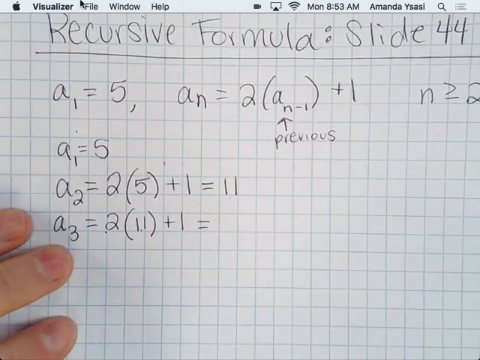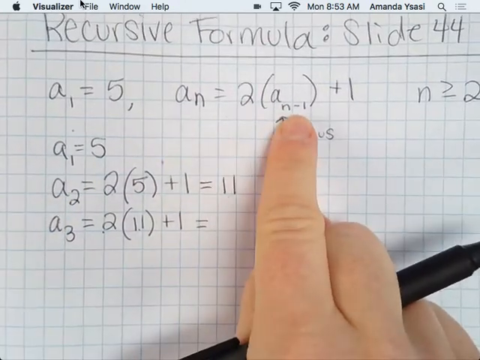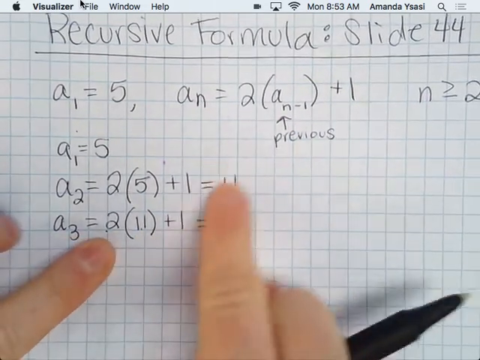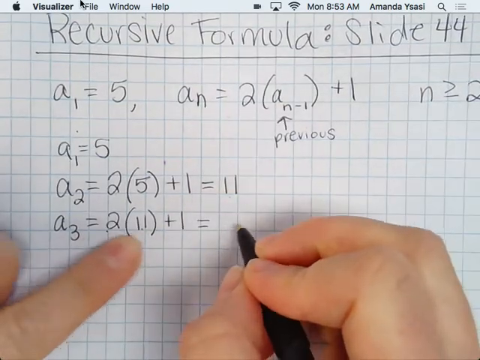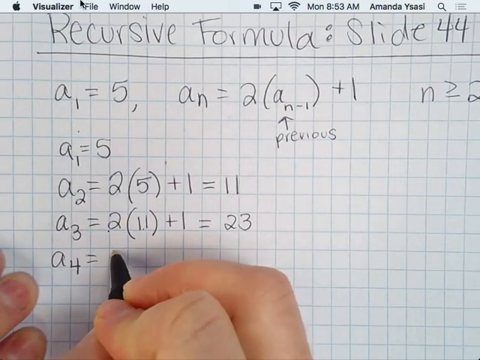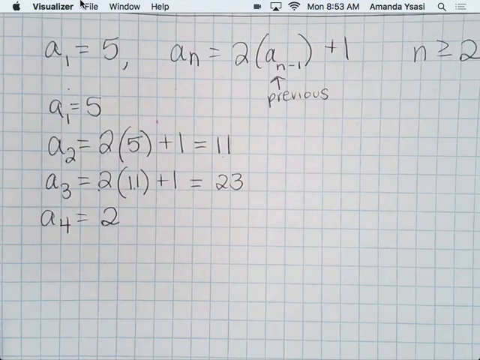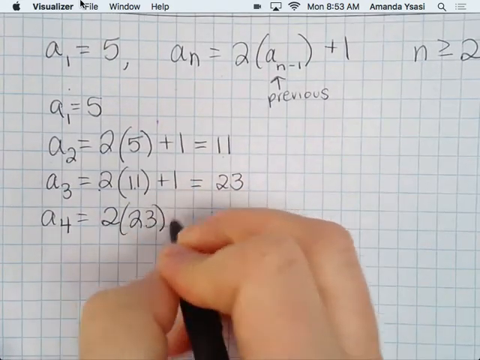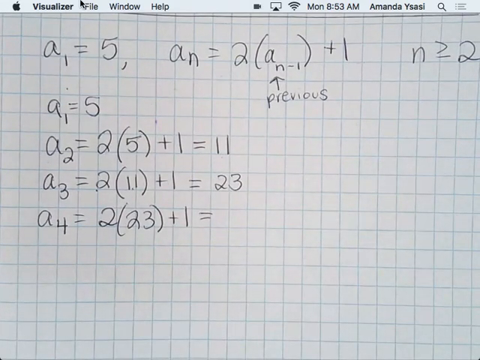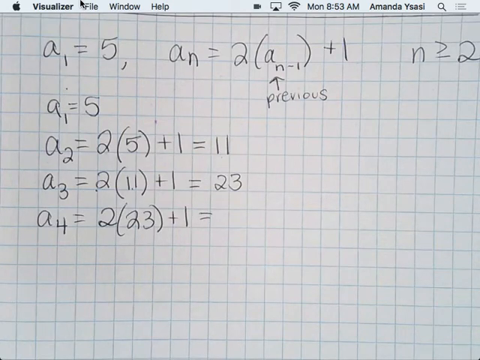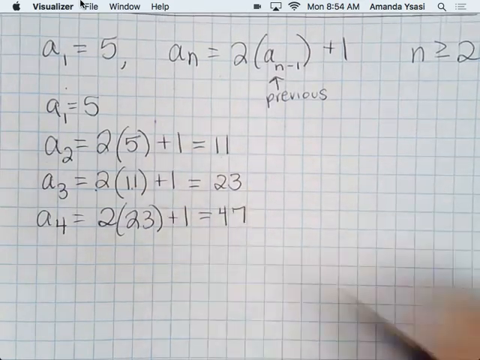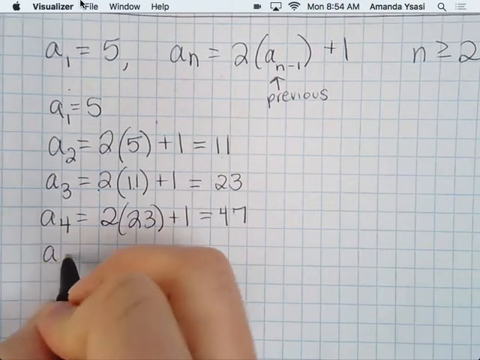2 times 11, not 3 times 11? No, because the formula says 2 times the previous, plus 1. So that'd be 2 times the previous, this is your previous, plus 1. 22 plus 1, 23. A4. 2 times your previous. What's the previous? 23, plus 1. So that would be what? 47? Okay, let's just do the fifth.